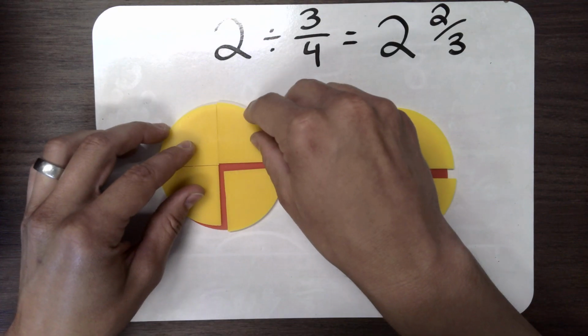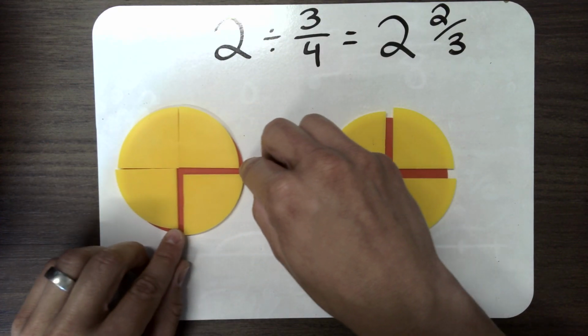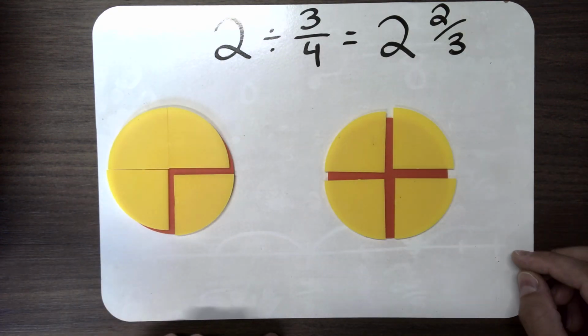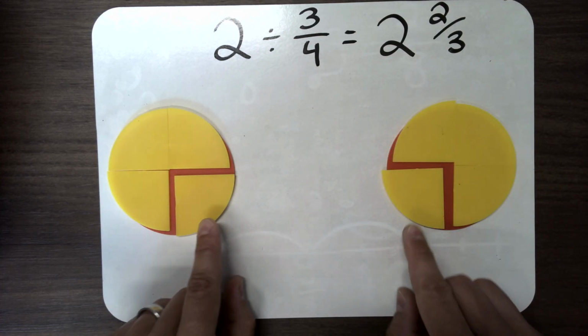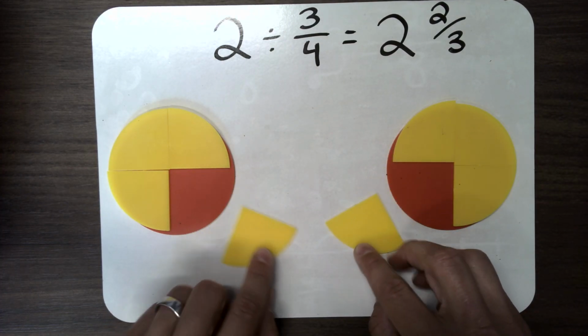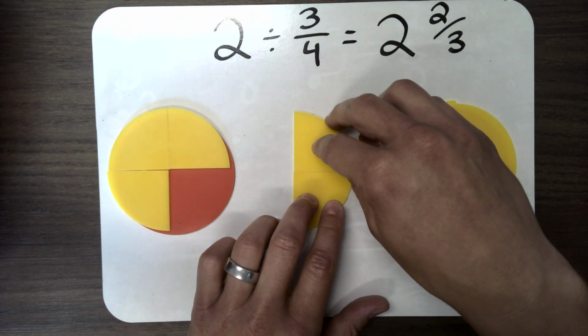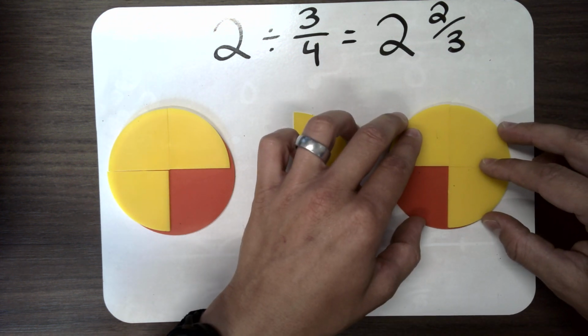Okay. So I have one group right there. Move this over a little. And then I have another group of 3 fourths right here. And then I have these 2 pieces that haven't been put in a group yet, so I'm going to put these right here.